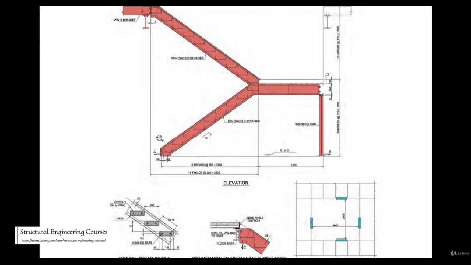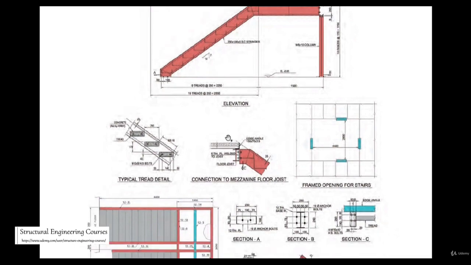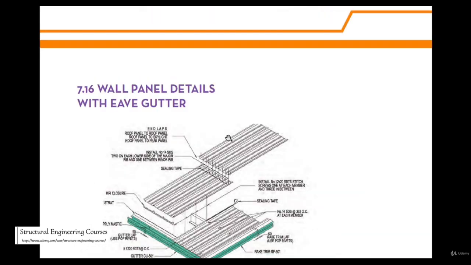For staircases, we make some channel sections here, and on those channel sections we provide this clip section, and on top of these clips we can either do a 6 mm thick plate that gets welded to the joist here. Here they had taken a 250 by 100 by 3.5 channel stringer arrangement. This is a wall panel downspout.